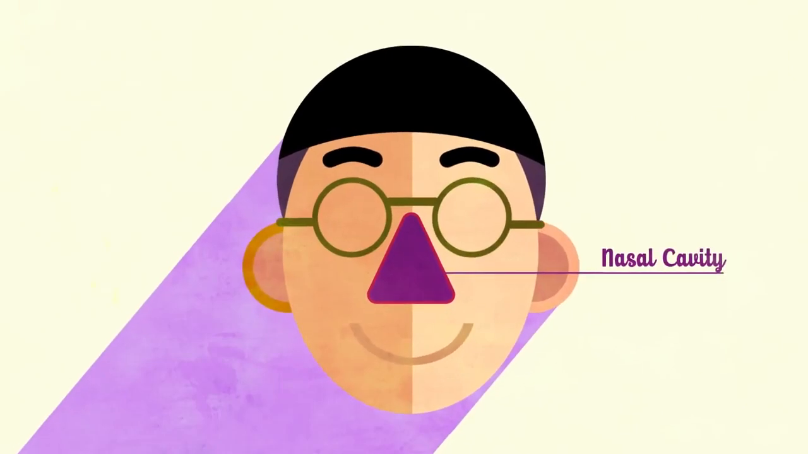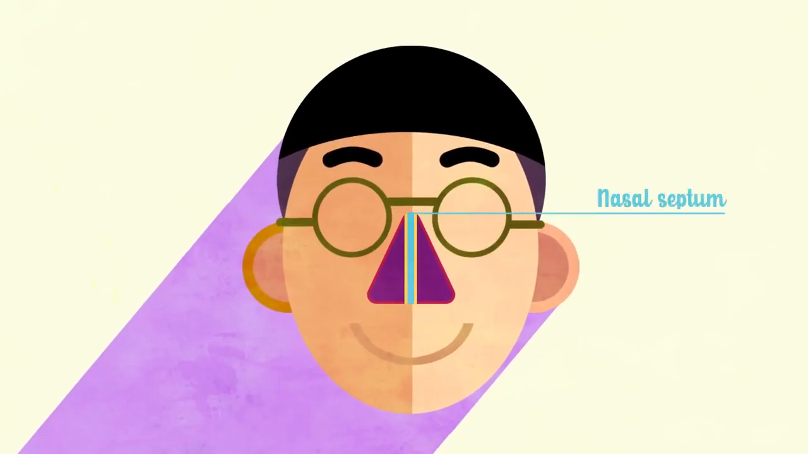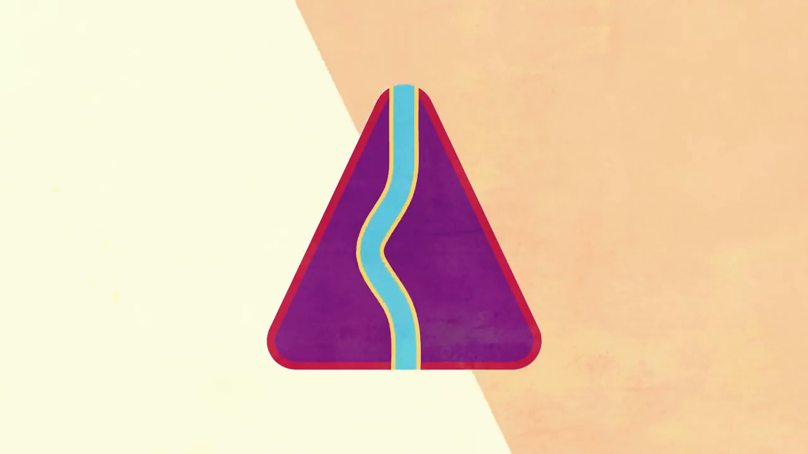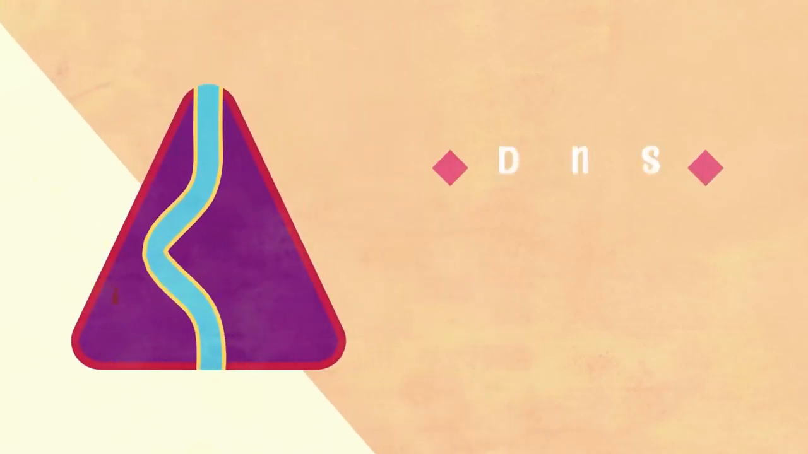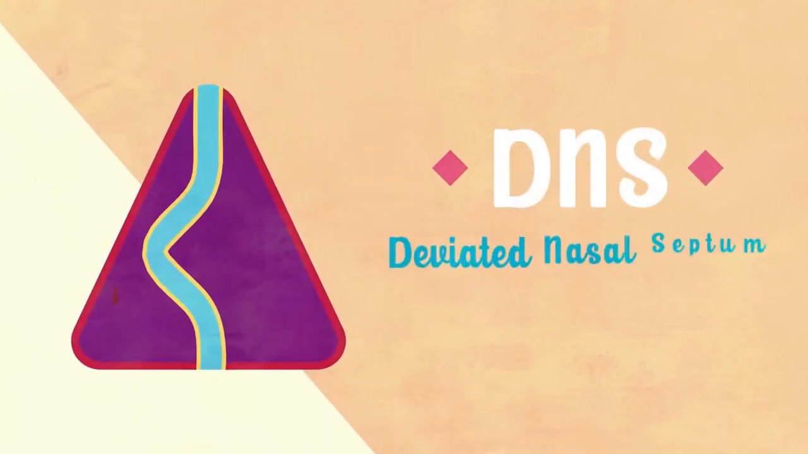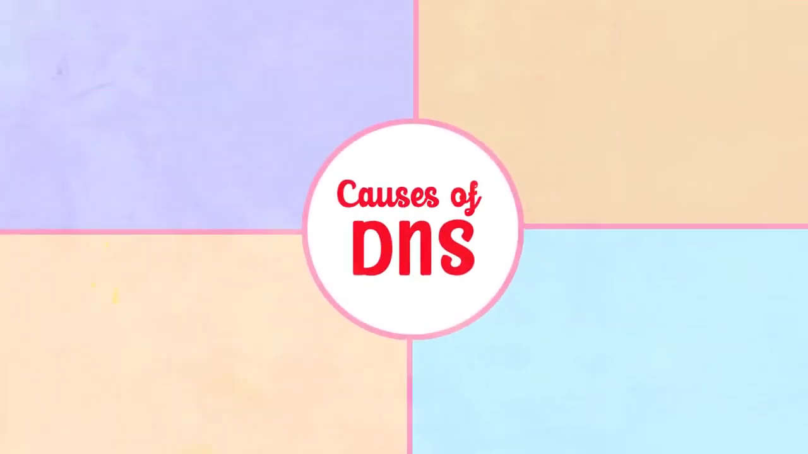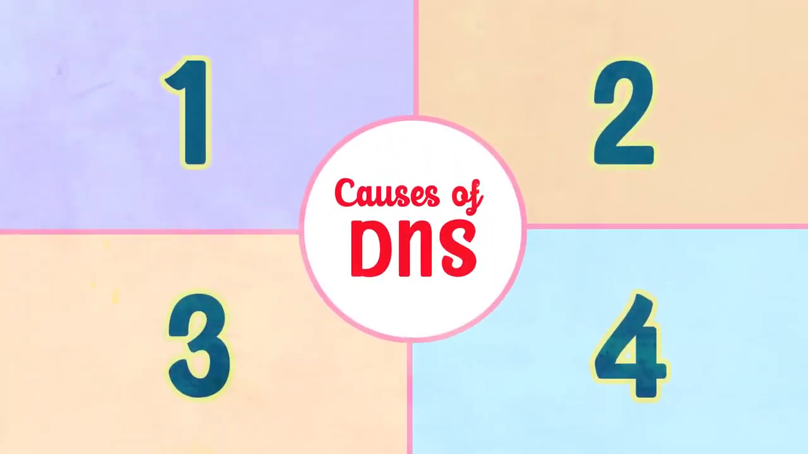Nasal cavity is divided into two by nasal septum. Problems arise when it is not dividing it symmetrically, leading to a condition known as DNS, or Deviated Nasal Septum. Causes of DNS. There are four important causes.